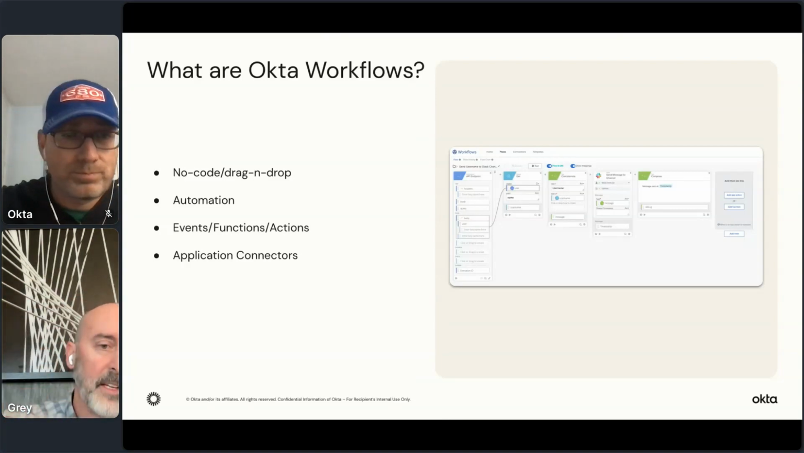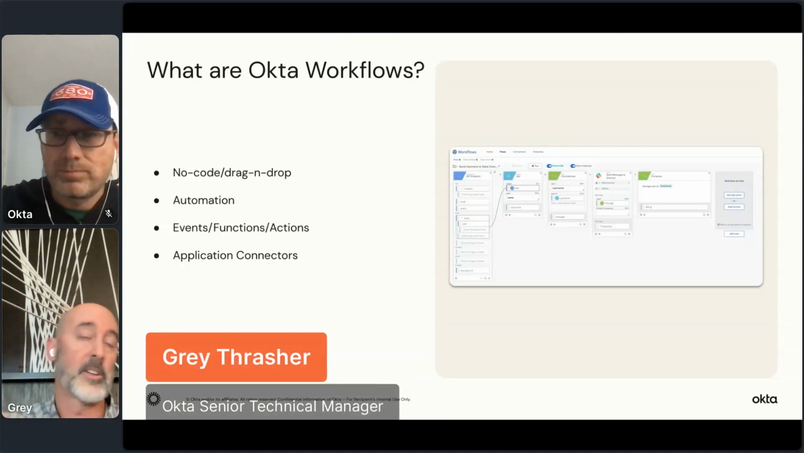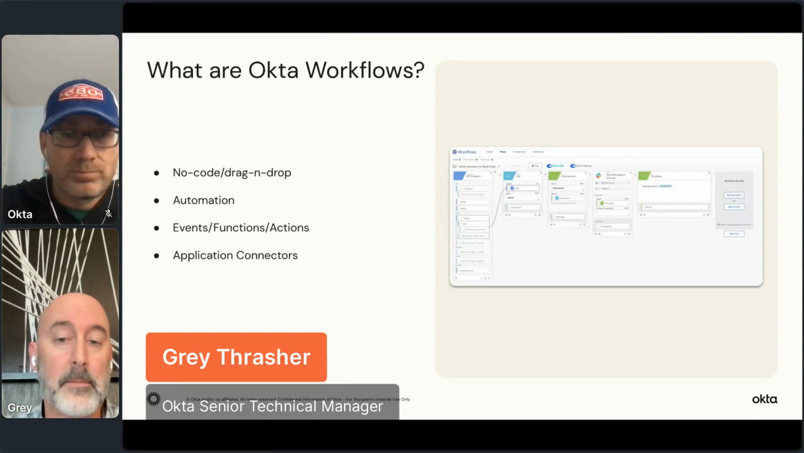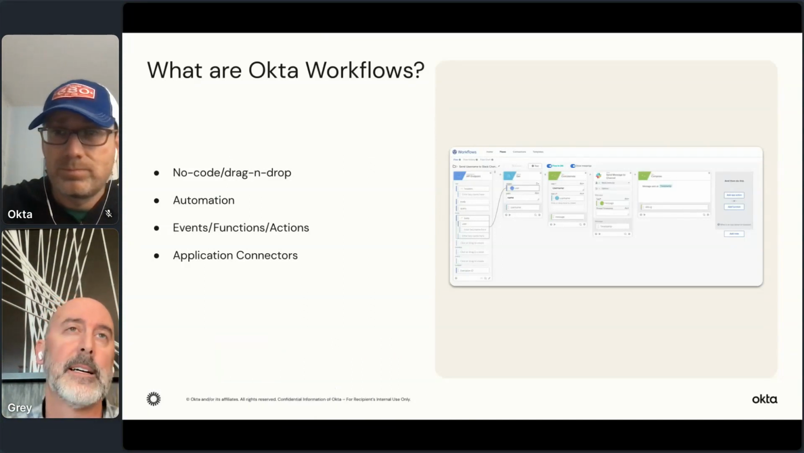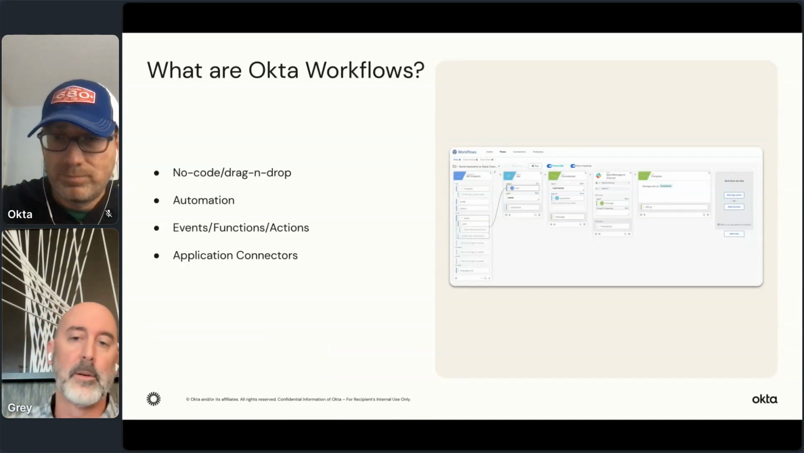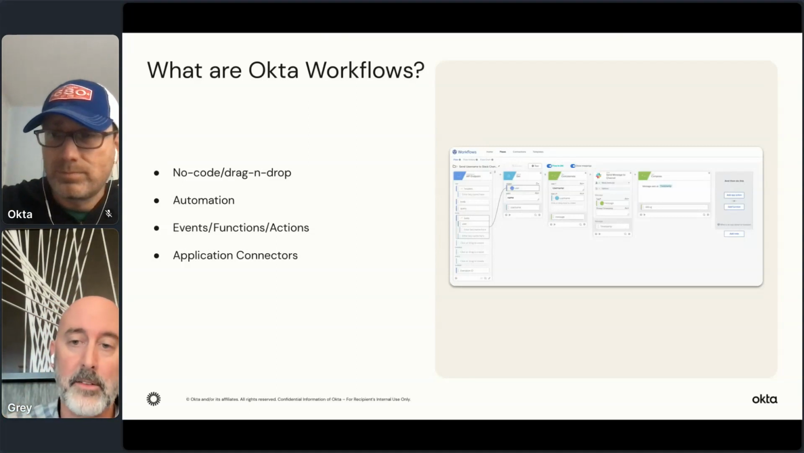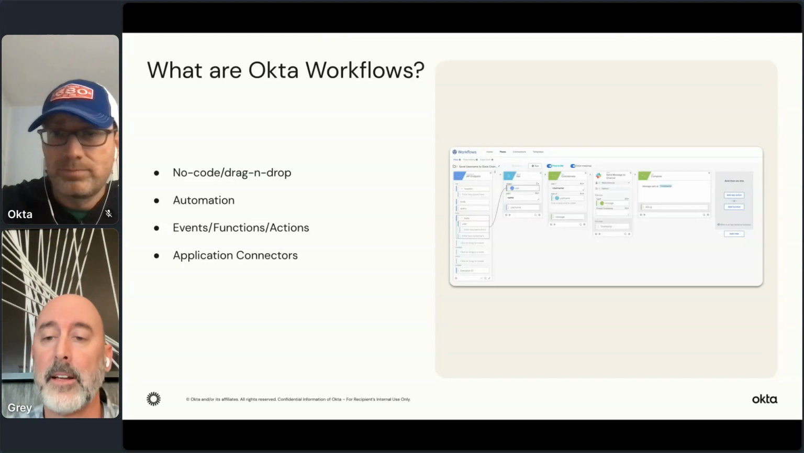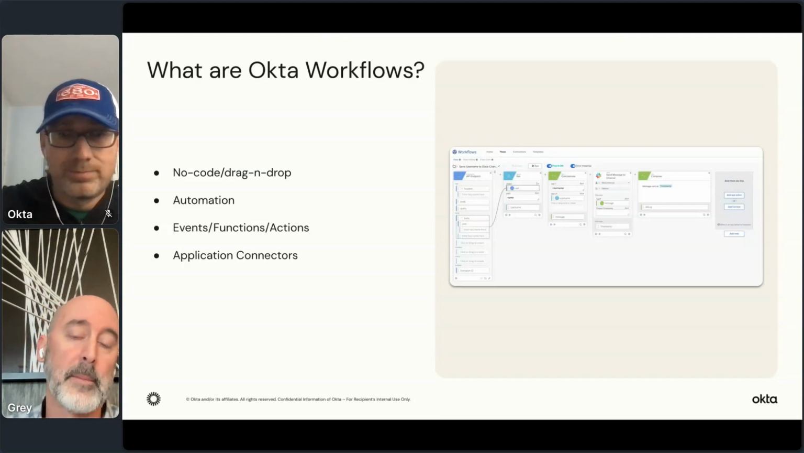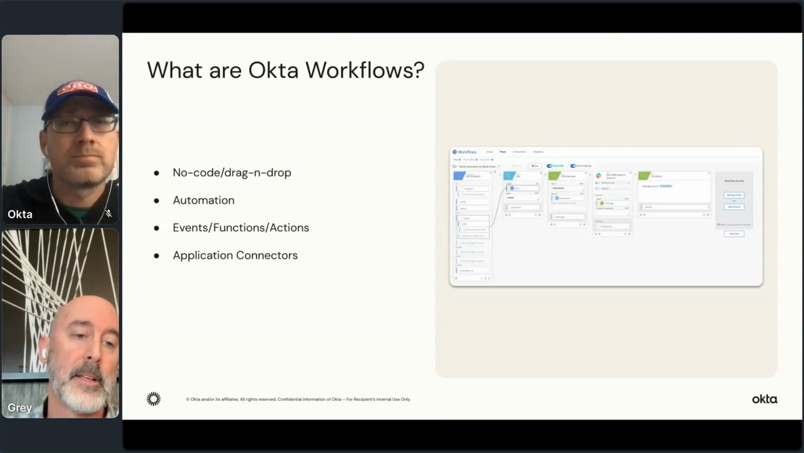So it starts with an event, and then you have some sort of functions that might do data manipulation or affect the way the workflow traverses. And then you have application actions. So the actions are on application connectors. So we have a bunch of different built-in connectors that can be used for third-party applications out there. And those contain the actions.